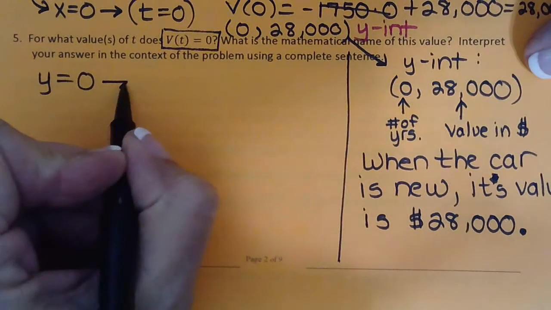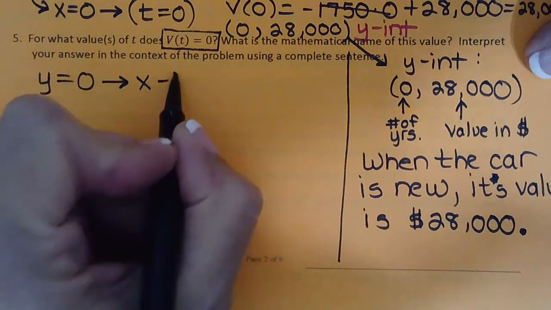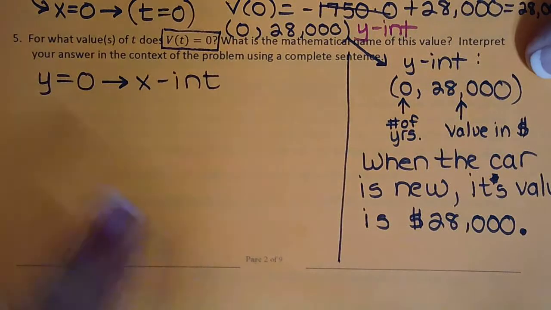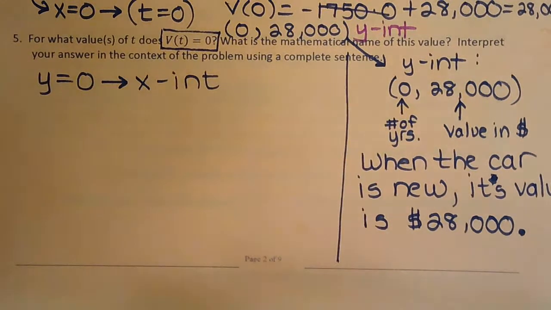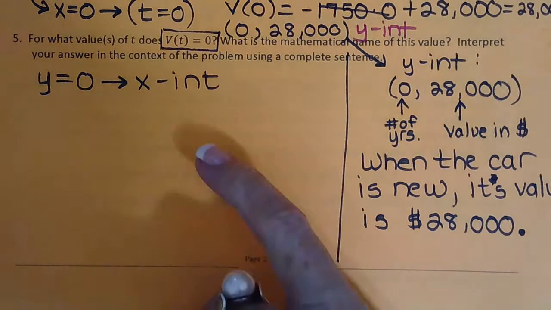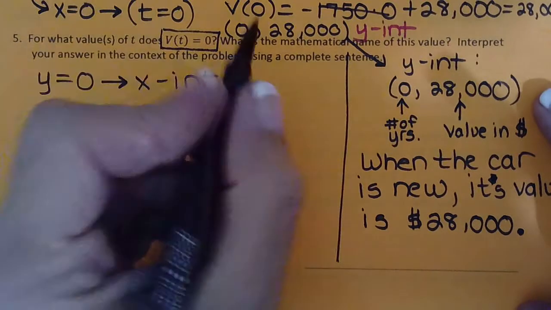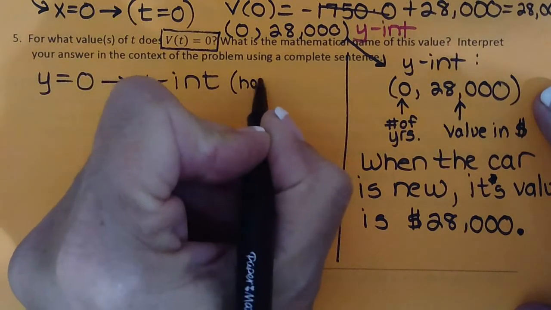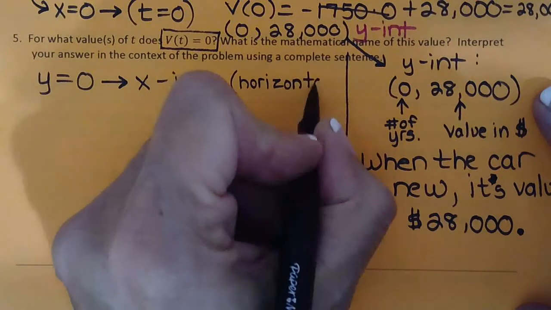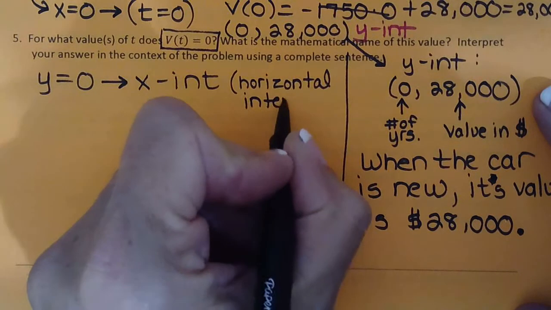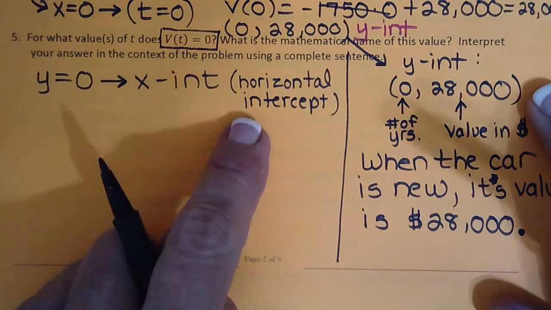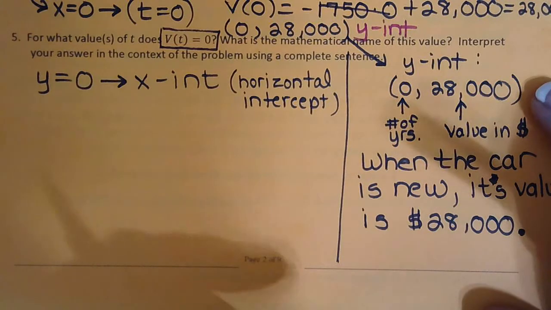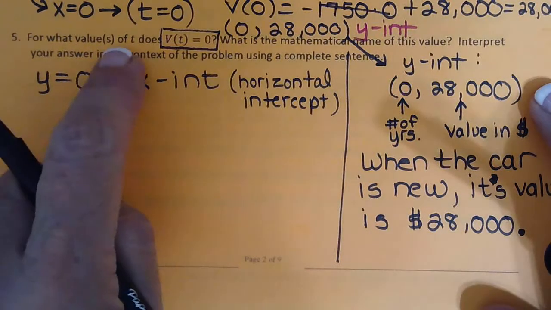So what are they asking me to find? The x-intercept, correct? Because whenever y is 0, that means it's on the x-axis. So what is the mathematical name of this value? X-intercept, or it's also called the horizontal intercept. So anytime y is 0, it's an x-intercept or horizontal intercept. Okay, so what value of t is v of t 0?